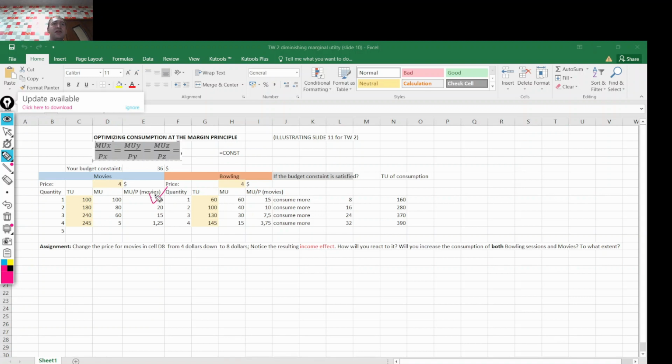So you went from the highest to the second highest to the next, to the next, to the next. Always, as you consume more of any particular item, its marginal utility to price ratio declines due to the principle of diminishing marginal utility. The principle of diminishing marginal utility drives the numerator of that ratio to decline, the price held constant. So the ratio declines as you move down the consumption schedule.